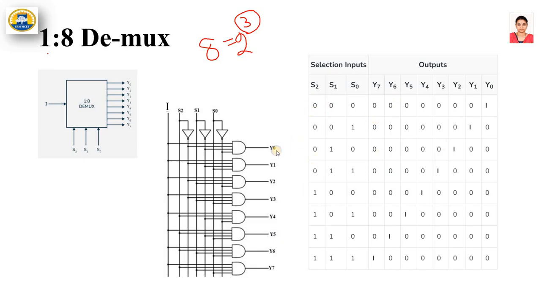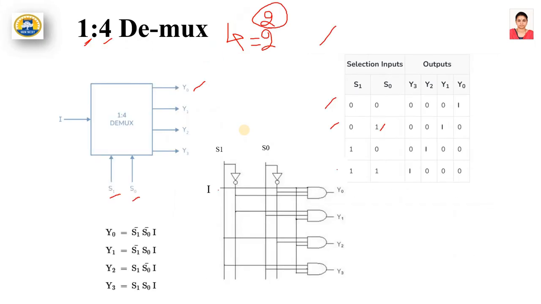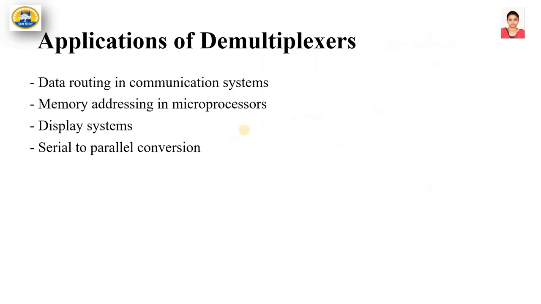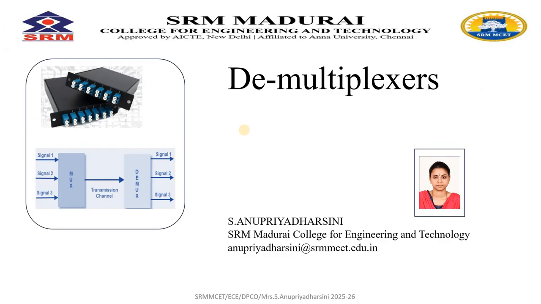How will you write the minterm for Y0? Y0 will be S2 bar, S1 bar, S0 bar into I. You can see here S2 bar, S1 bar, S0 bar into this I. So this is Y0, and correspondingly you can write for Y1, Y2, Y3 till Y7. So this is the concept behind demultiplexers and multiplexers.